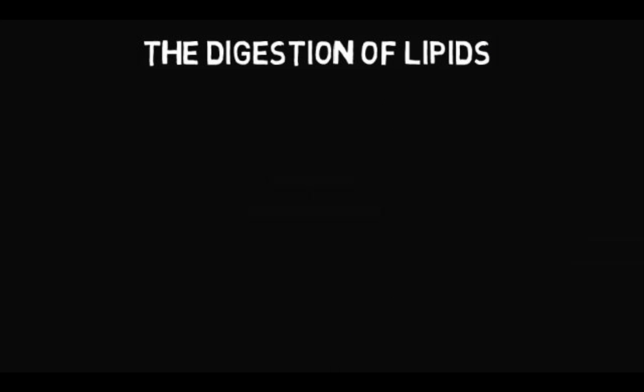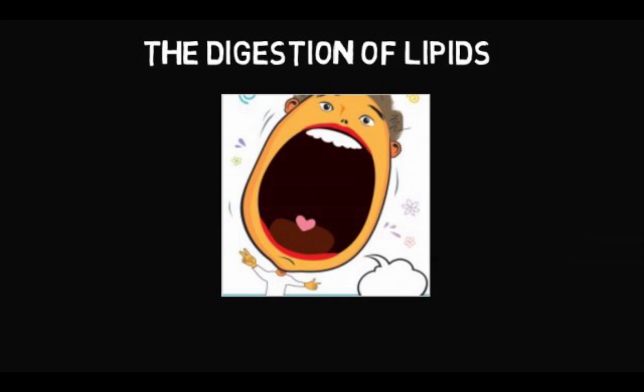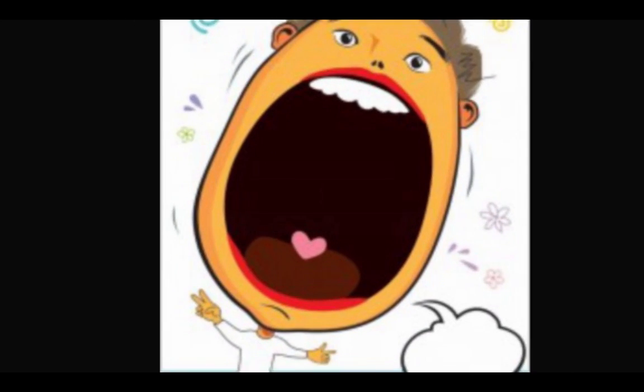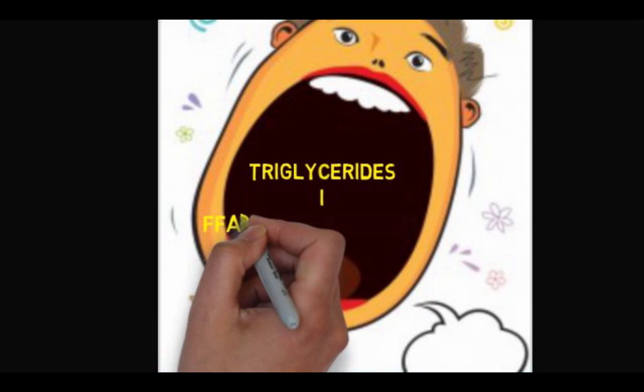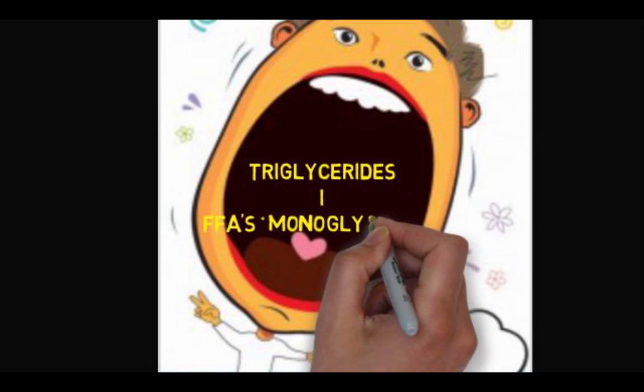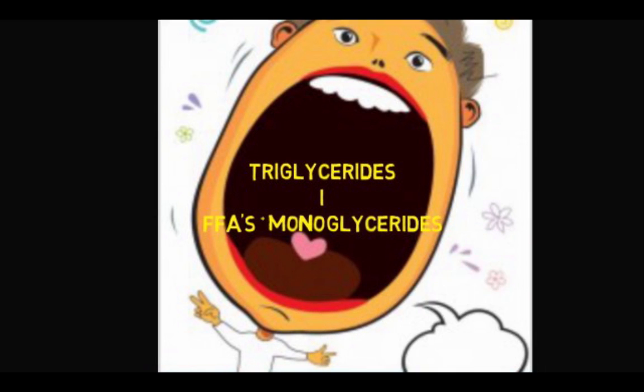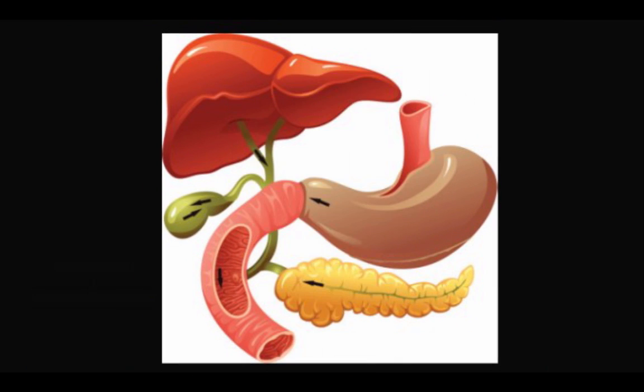The digestion of lipids begins, to a small extent, in your mouth, with the secretion of salivary lipase from saliva glands located under your tongue. This enzyme primarily breaks down triglycerides containing short-chain fatty acids into free fatty acids and a monoglyceride.